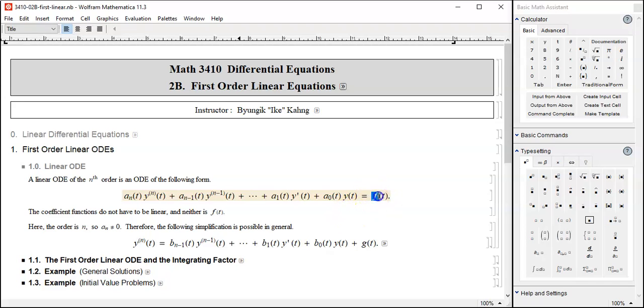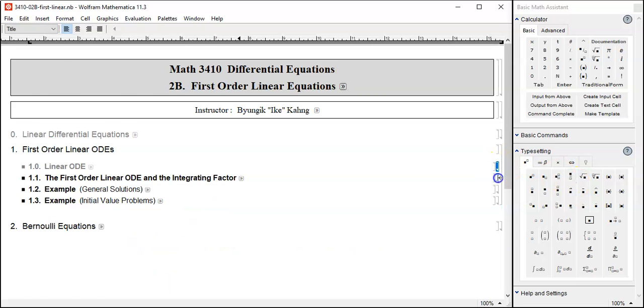Now, the other part, f of t, or the coefficient functions, a0 of t, a1 of t, and so on, they can be nonlinear. That doesn't matter. As long as all the y's are linear, we are going to call it a linear ODE. Now, this is the nth order linear ODE, so the leading coefficient should not be 0. Otherwise, it's not going to be nth order anymore. So you can divide by this an of t and solve for the nth derivative, and you're going to get this form. This is the standard form that we are going to work with, at least for this lesson.